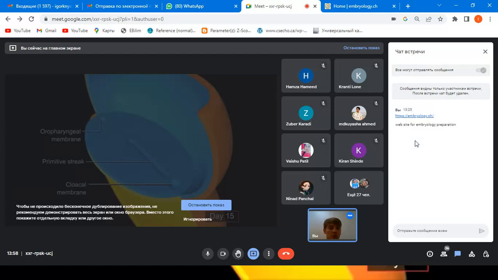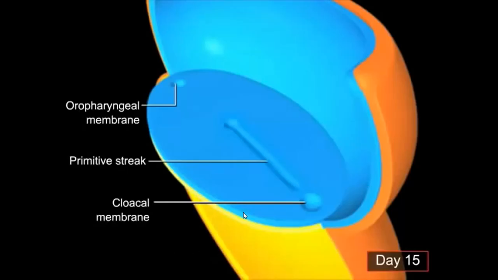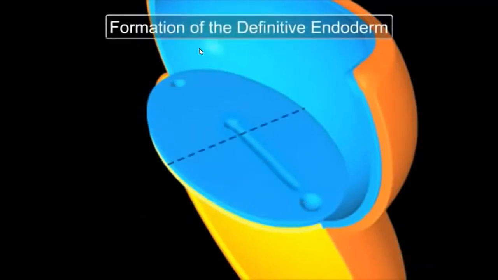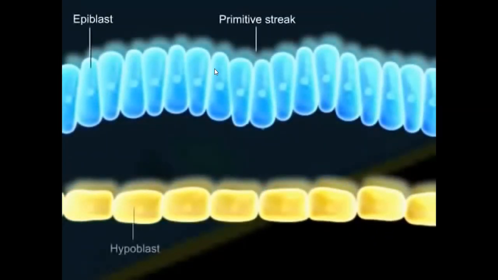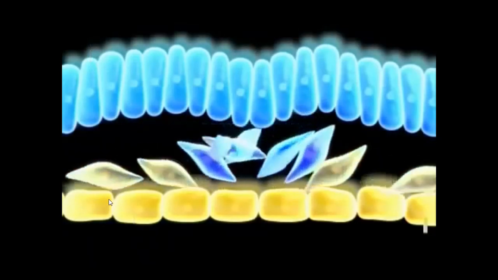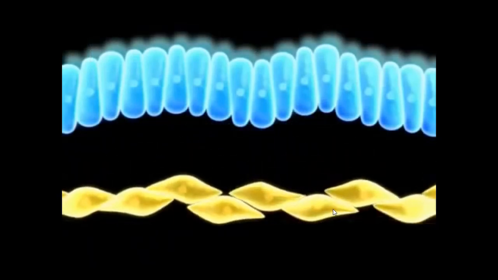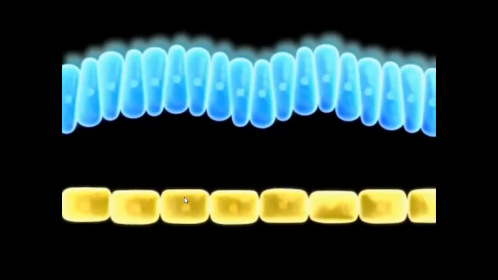Okay. Some questions? No. Okay. And then the primitive streak, as we discussed before. On the level of the primitive streak, we have differentiation of cells. The first process is known as invagination, where epiblastic cells from the primitive streak invade the hypoblast and replace the hypoblastic cells, forming the endoderm, or definitive endoderm.